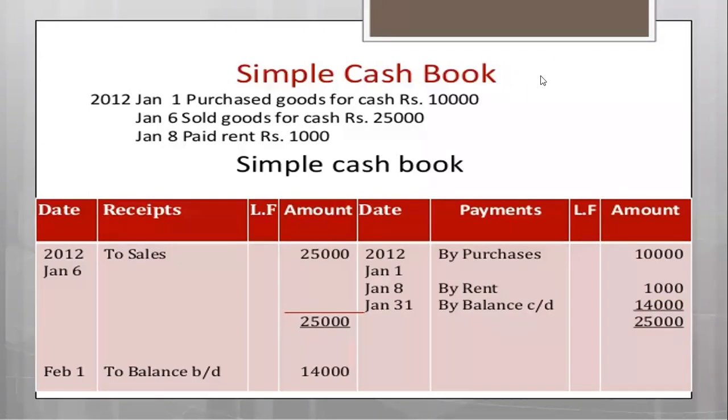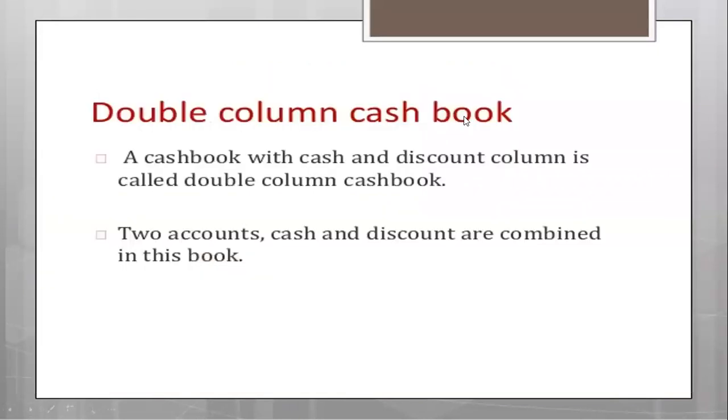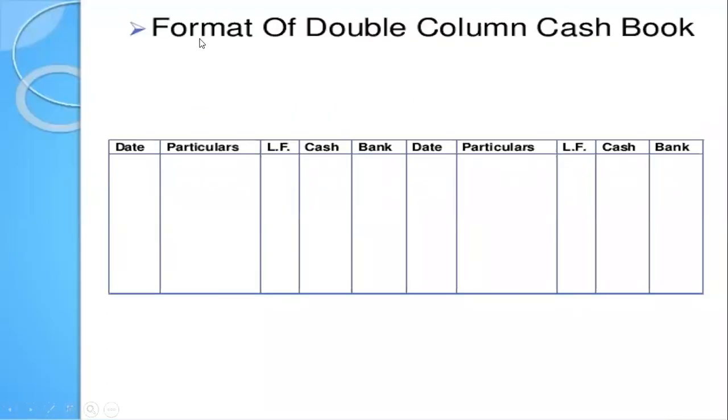Next, we have to see is a double column cash book. In double column cash book, we have a separate column for bank. In some firms, they maintain a column of discount as well. We can see the format of a double column cash book.